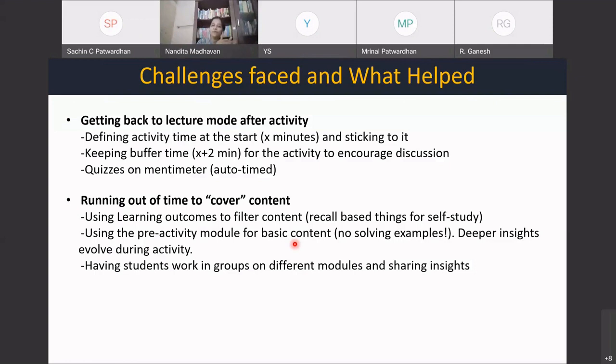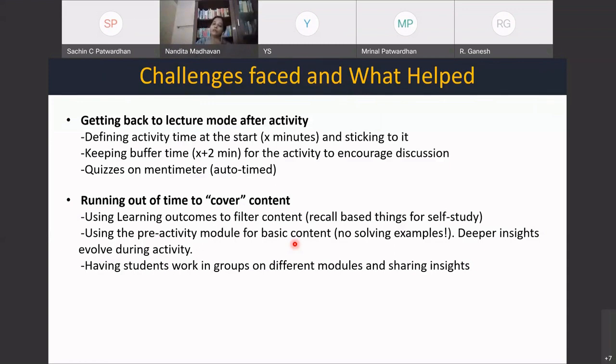Except it's important to have it done before the class if they need some of these topics for what is being covered in class. The other thing which I found is the pre-activity module: I've usually stuck to only basic content, no solving examples. What was also part of the FDP when we found out is that when instructors solve examples, most of the thinking is being done by me and not really by the students in the class. They are just watching me. And I remember as a student, I would see the faculty solve something on stage and it would look very simple. And then when I tried to solve this myself later, I would start struggling with it. So that's why I've been avoiding any solved examples and getting the students to do it during the activity.